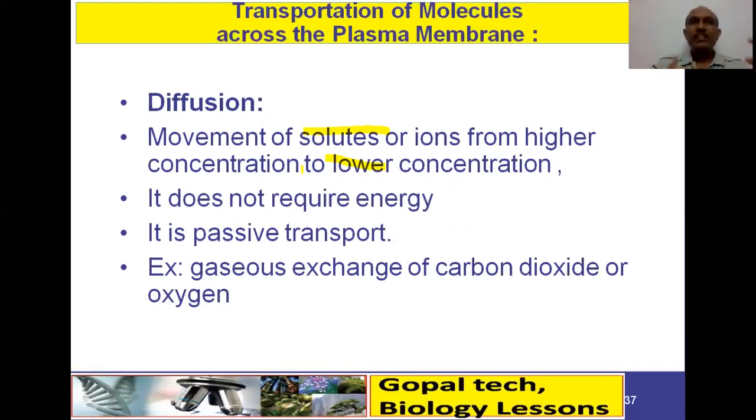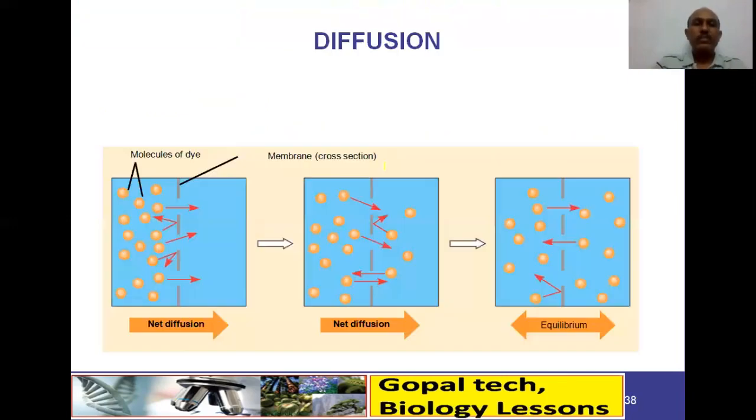Example: the gaseous exchange of carbon dioxide and oxygen. Oxygen we take inside the cell, carbon dioxide we give outside. That is by the diffusion process. Here you can see on this side the molecules of dye are very high, and here low. So here is the higher concentration. These solute particles will move to the lower concentration until equilibrium is attained. So diffusion takes place.